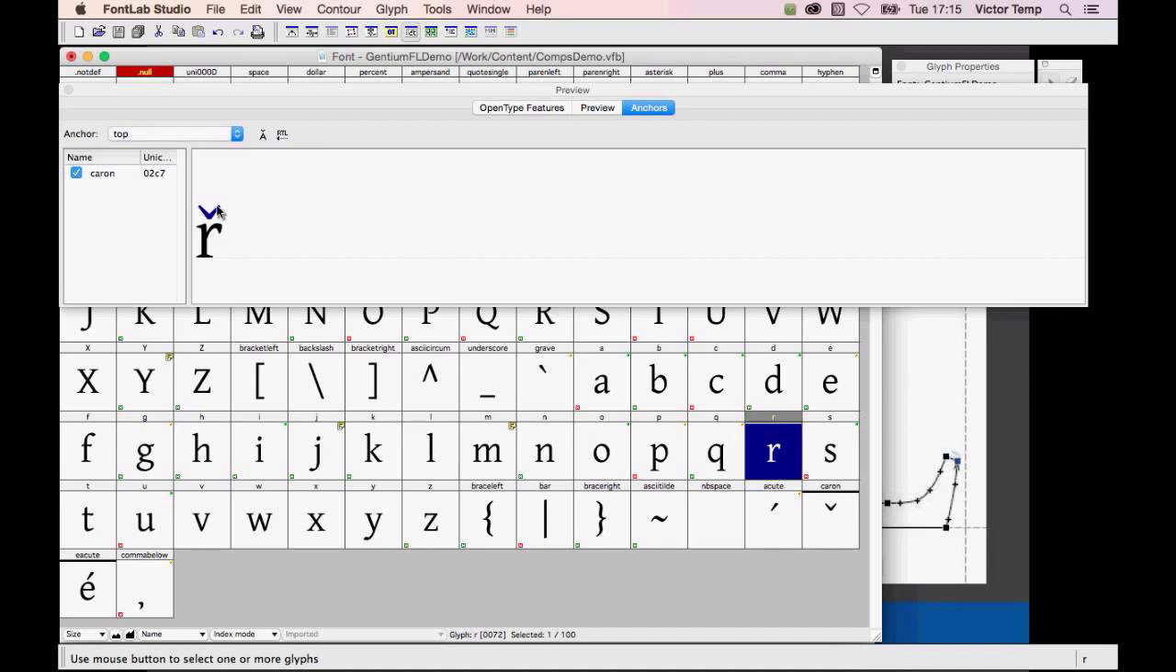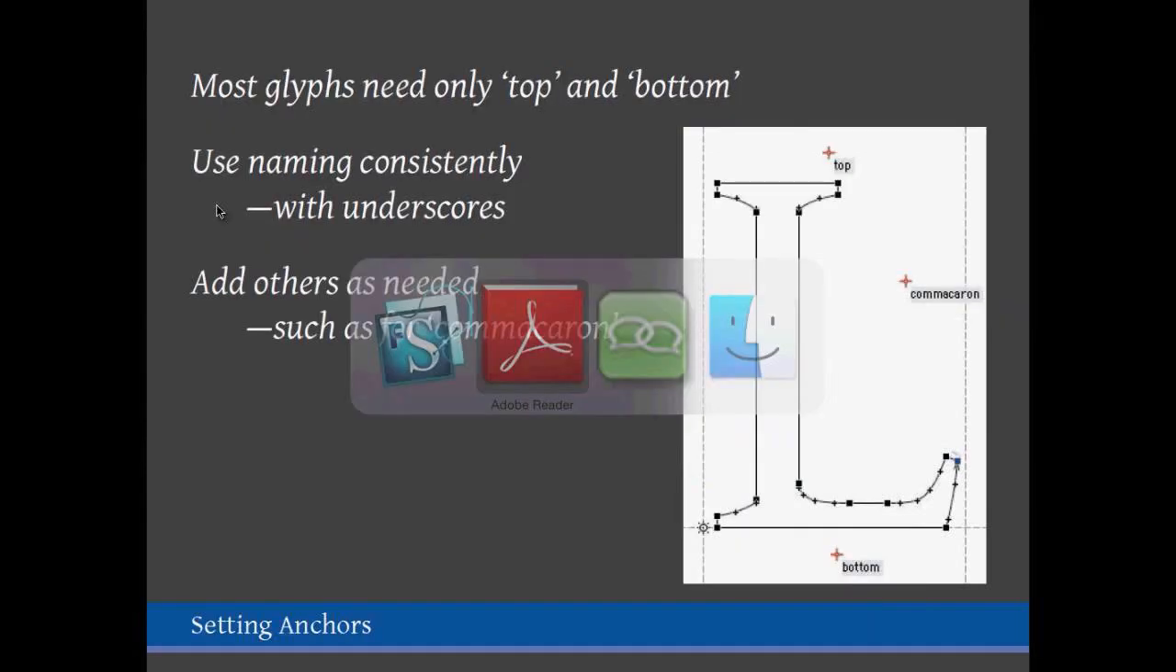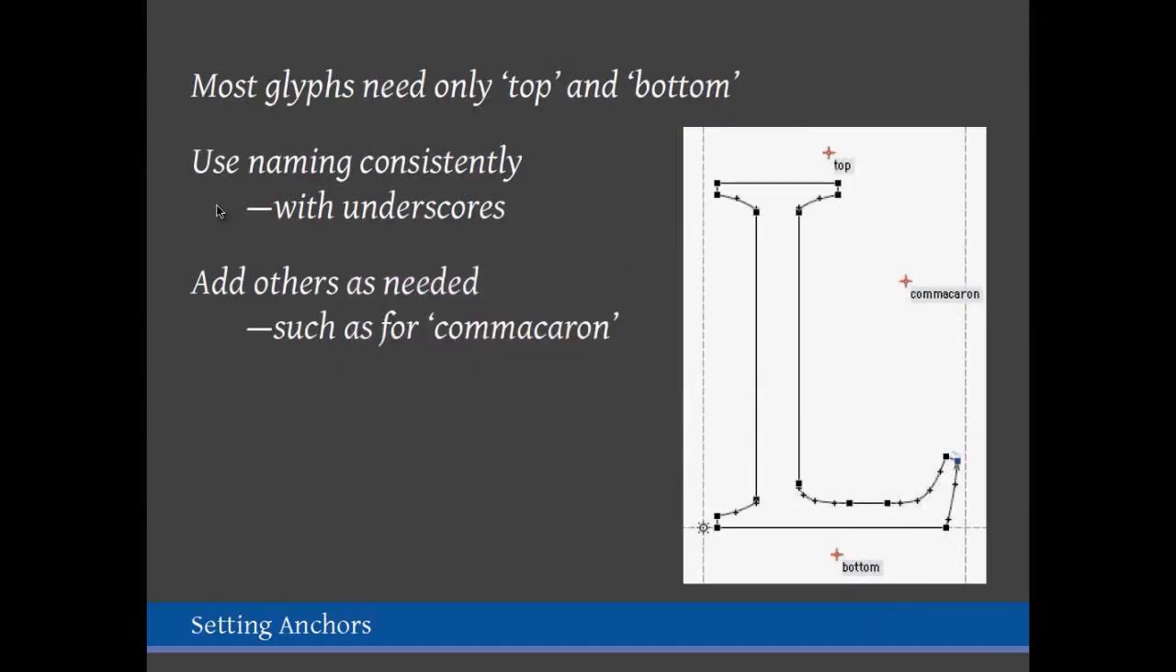It combines that. So what anchors do you need? Typically, most glyphs need only a top and a bottom. Be sure you name them consistently with underscores, even if you call it something else than top or bottom. Use the underscores and add others as needed, for comma, caron. You'll see some other examples later on that I will show you.